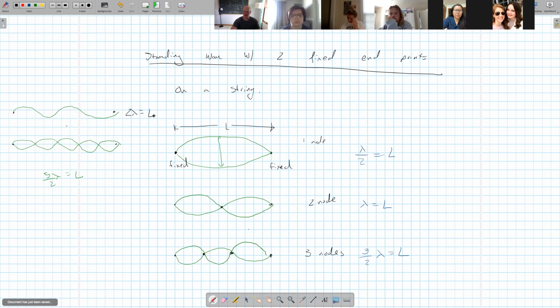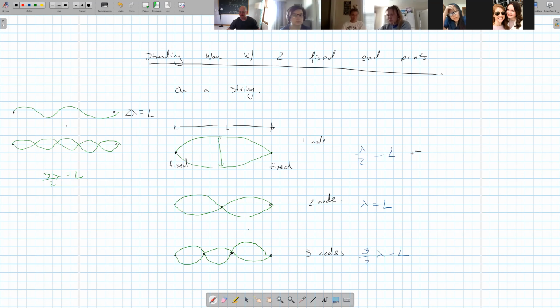So what the first one shows is I can have exactly half a wavelength. In the second one, I have a full wavelength. And the third one, I have 3/2 of a wavelength. Next one then is 2 full wavelengths, and then 2.5 wavelengths, and then 3 wavelengths, and etc. So basically what this says is that anytime I have a standing wave with 2 fixed endpoints, what has to be true is I can fit only certain wavelengths inside of this region.